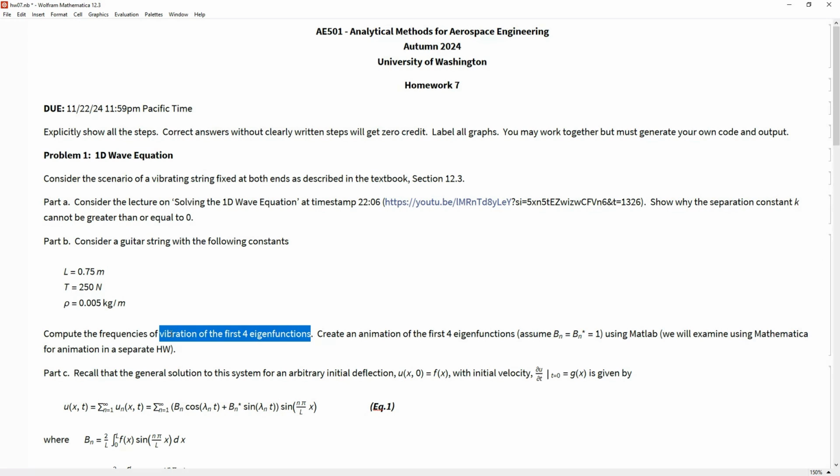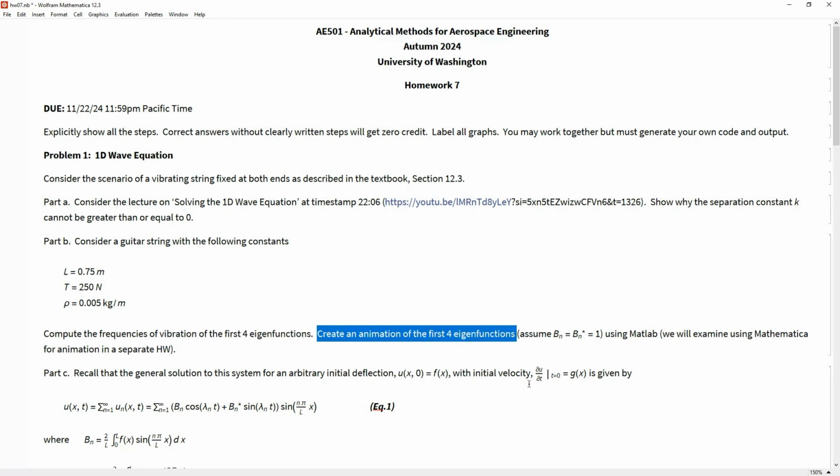And in fact, speaking of illustrating them, that's exactly what I'm asking you to do in part B. I'm asking you to create an animation of the first 4 eigenfunctions using MATLAB, okay? And I'm going to make a note here. I'm explicitly calling out MATLAB. You have to use MATLAB to generate this. In a future homework, we're going to look at using Mathematica to generate these animations, but I would like to start off getting everyone comfortable making animations in MATLAB. I think it's a little bit easier to step into.